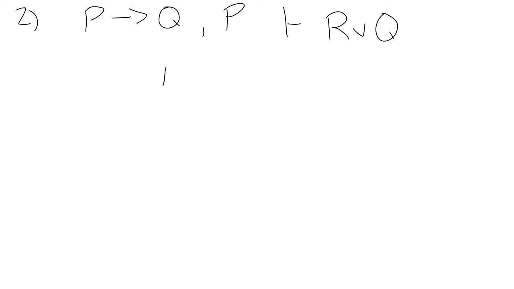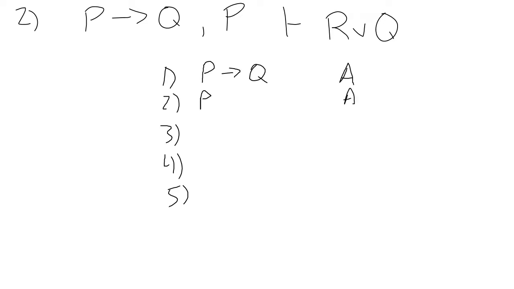Moving on to the second problem, first step, as always, is just list all these numbers vertically. List our premises. Then let's look at our conclusion. I've got R or Q, so that's telling me, like the previous problem, I'm looking for either R or Q, and then I'll wedge them together. Well, looking at the premises, I only have Q, there is no R, so I just need to find a way to get Q, and then I'll wedge in R.